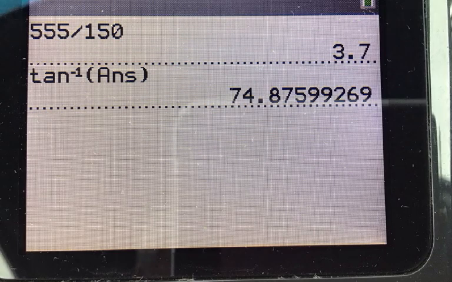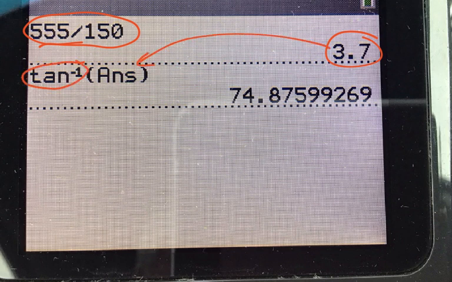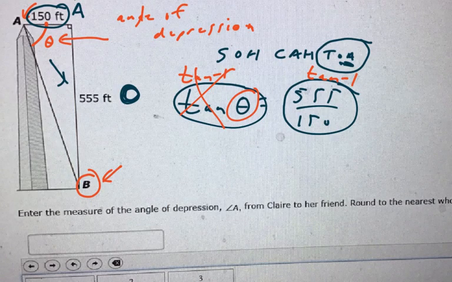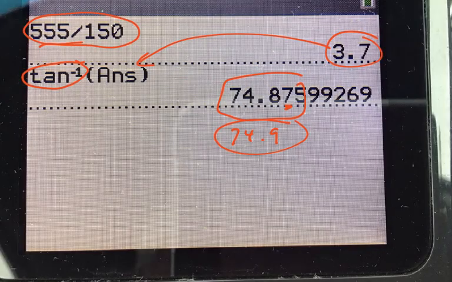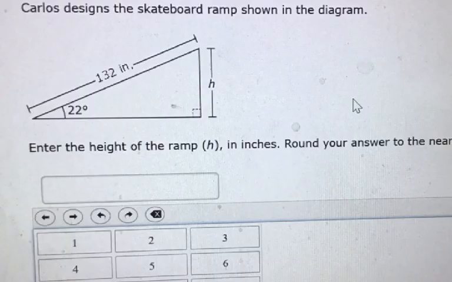So here we go. 555 divided by 150 is 3.7. We're going to do the tangent inverse on that 3.7. And here is our angle of depression: 74.9. The 7 tells me to round the 8 up to 9 degrees. So our answer for theta is 74.9 degrees. All right, let's do this one here.